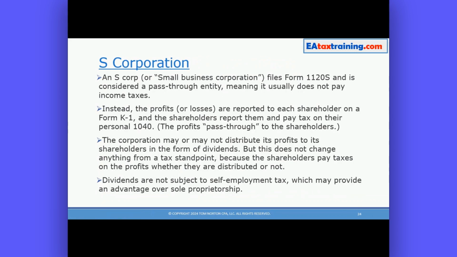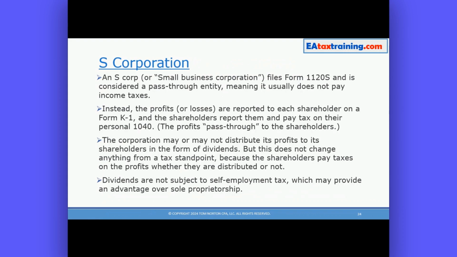So now let's talk about the S corporation. An S corp or small business corporation, they file a separate tax return. It is a Form 1120S. So you remember the C corporation is just a plain 1120. The S corporation is an 1120S. And it is considered a pass-through entity, much like a partnership, meaning it usually does not pay income taxes itself. The S corp itself usually does not pay income taxes. There are exceptions to that we will talk about in the S Corp video.